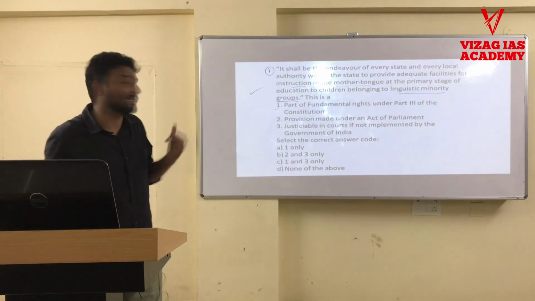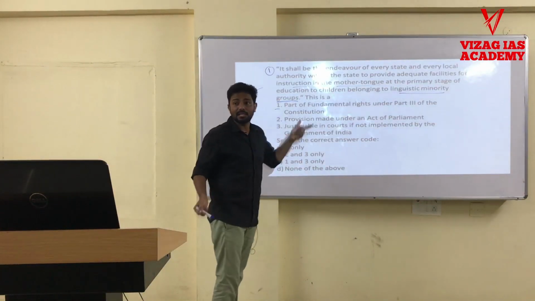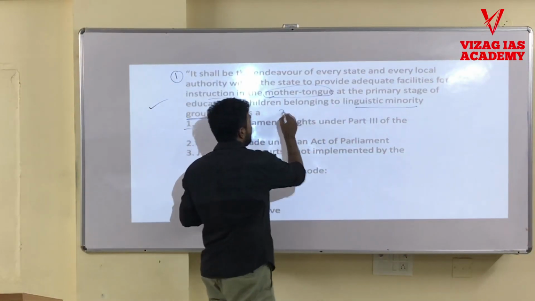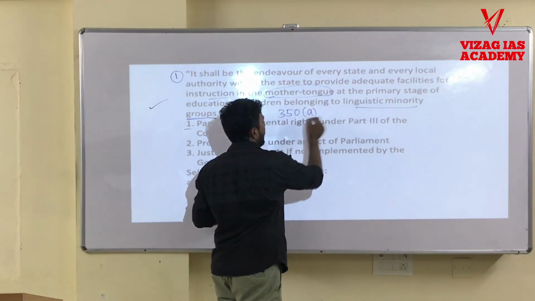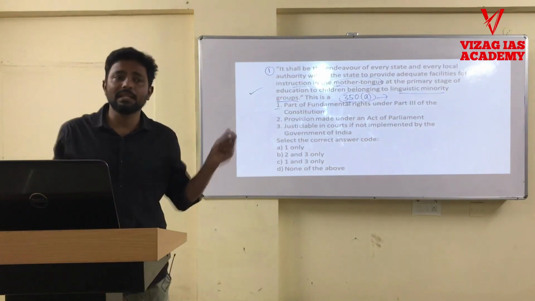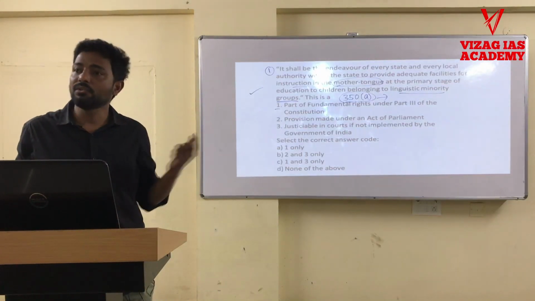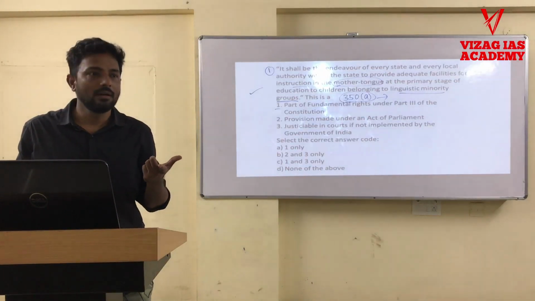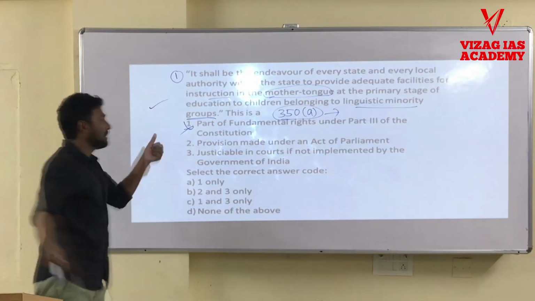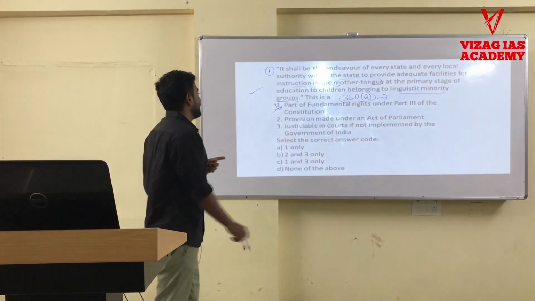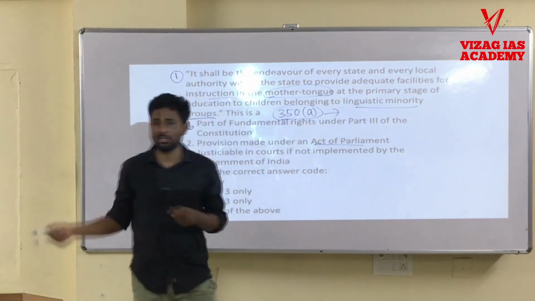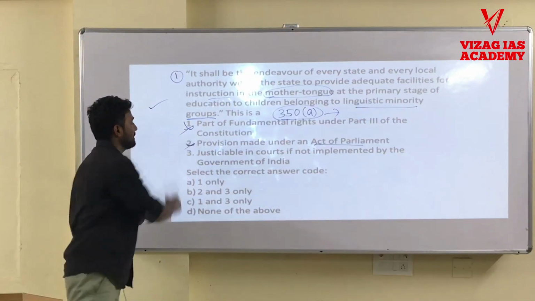This particular statement is related to linguistic minorities, protection of their language, particularly their respective mother tongues, under article 350A. The direct statement is there in the constitution, which we have discussed in the class. So this is not part of fundamental rights. And again, the provision is made under an act of parliament, no, this is again in the constitution. So the second point is also not correct.